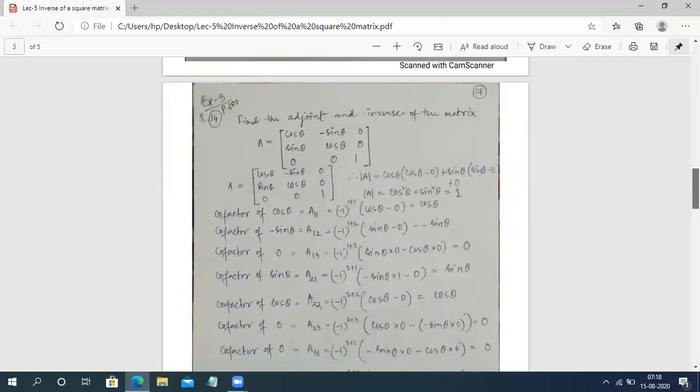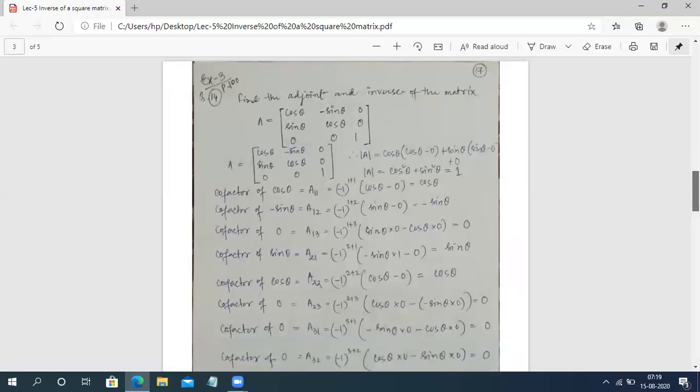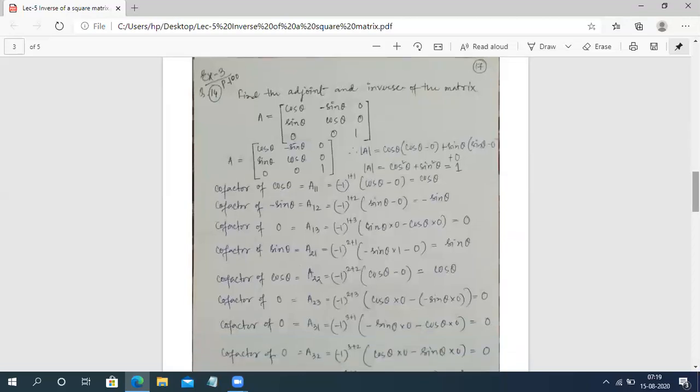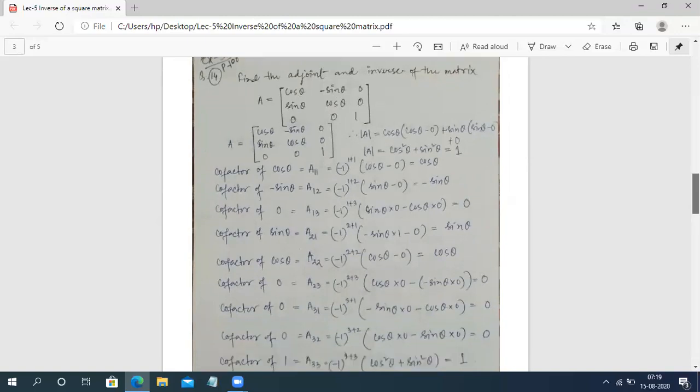We are taking an example of a 3 by 3 square matrix and we are going to find the adjoint and inverse of this matrix. Suppose A is a given matrix whose elements are like this: cos theta, minus sin theta, 0; sin theta, cos theta, 0; 0, 0, 1. Now we need to find the adjoint of this matrix A first.